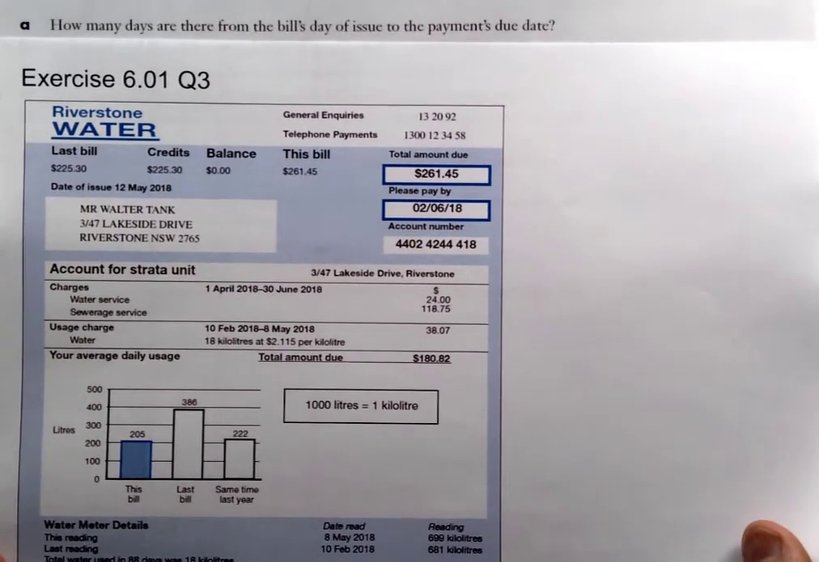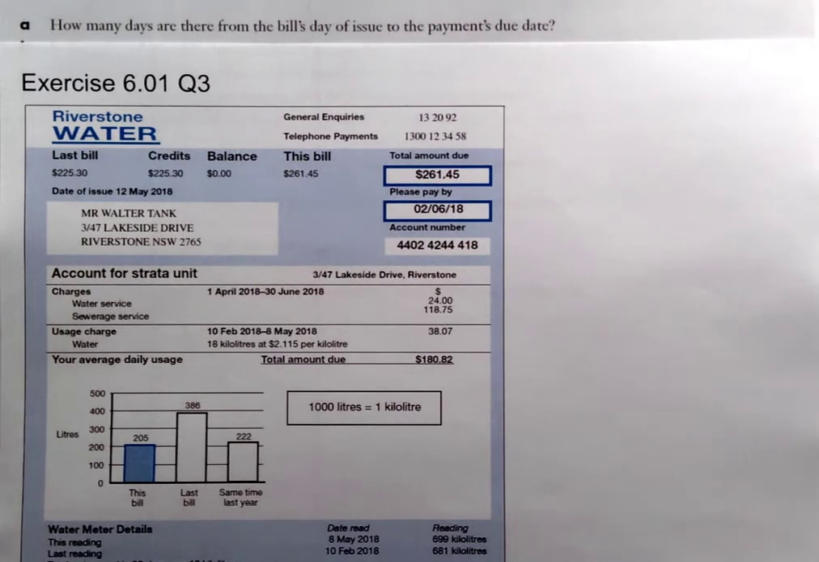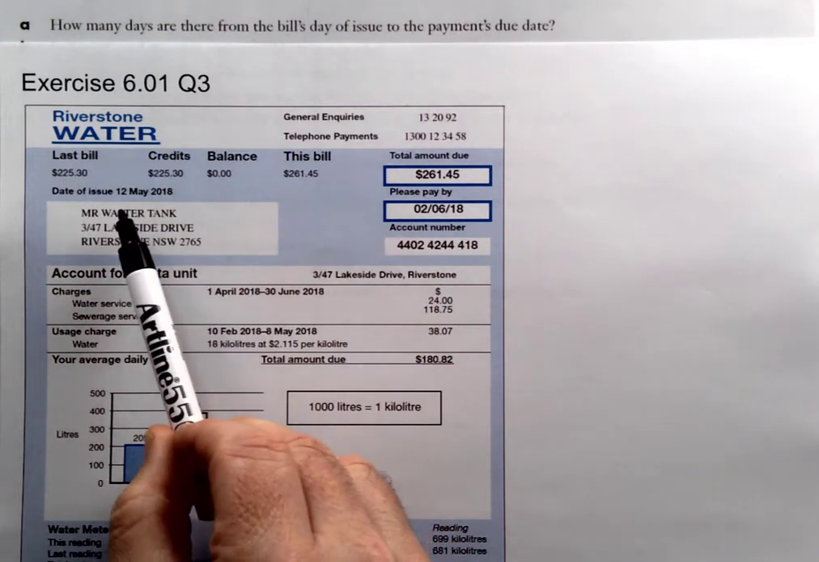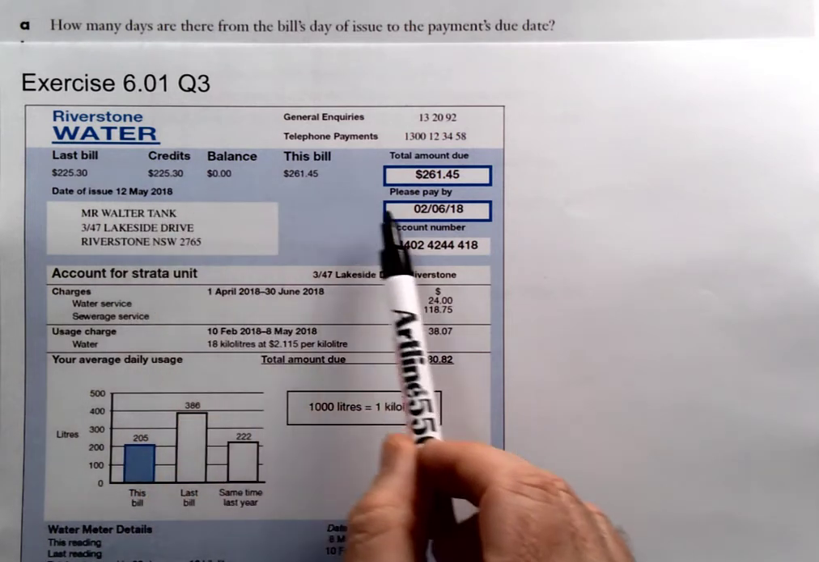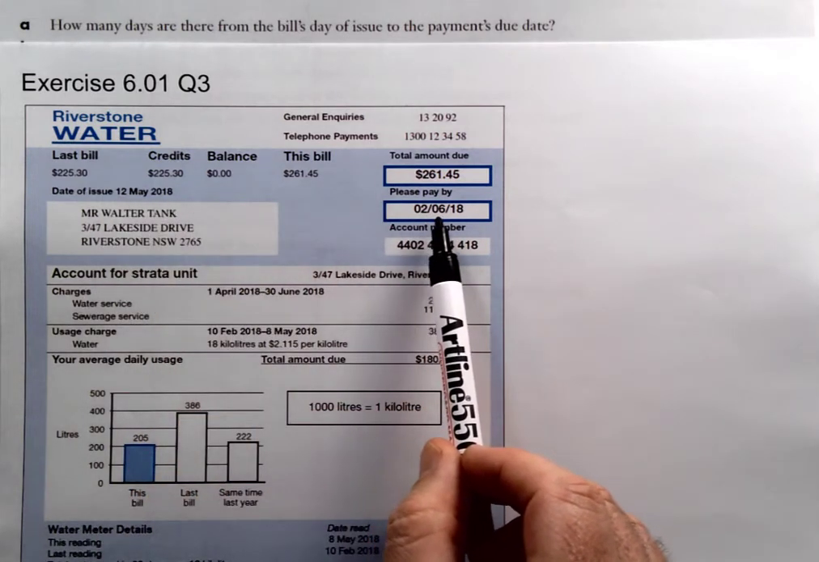Our first question is, how many days are there from the bill's day of issue to the payment's due date? In other words, how much warning are you going to get that you need to pay this bill? If you carefully have a look, you'll notice that the date of issue is the 12th of May and you need to pay it by the 2nd of June.